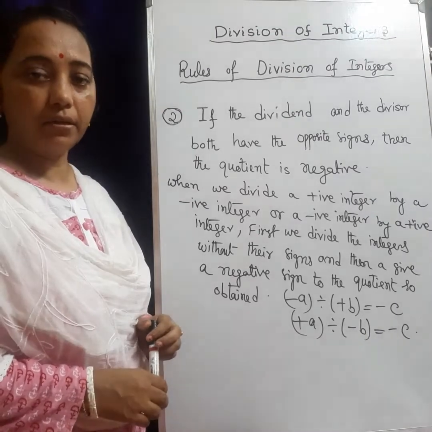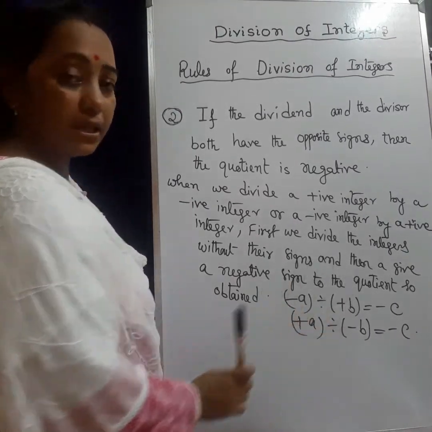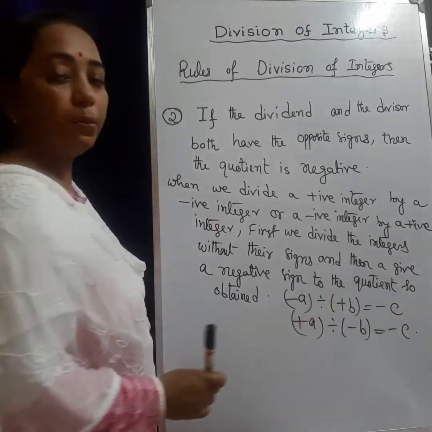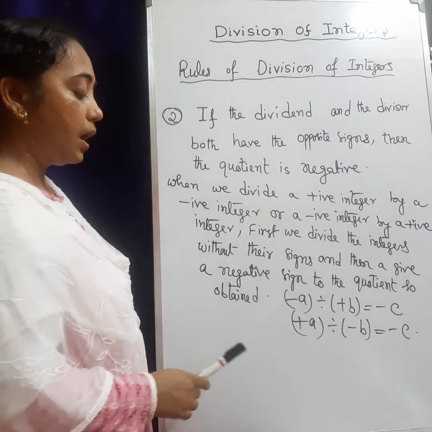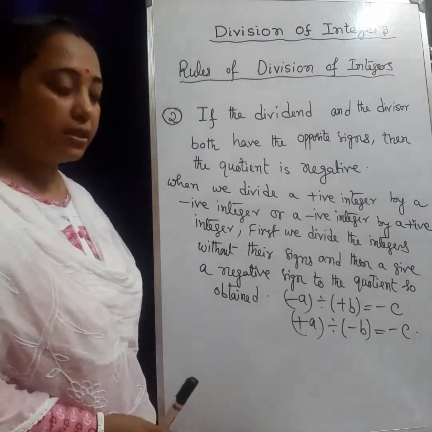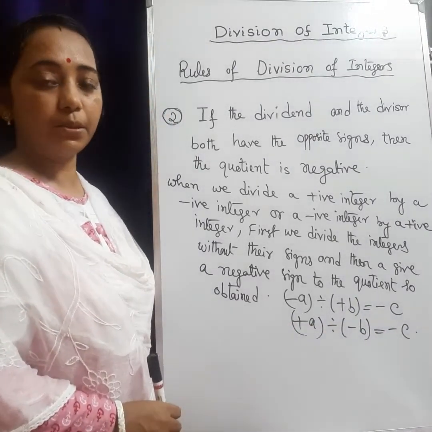so obtained. So if minus a is the dividend and plus b is the divisor, so both are in opposite signs, their quotient will be minus c, that is negative. Again, if plus a is the dividend and minus b is the divisor, then their quotient will also be minus c, that is negative.